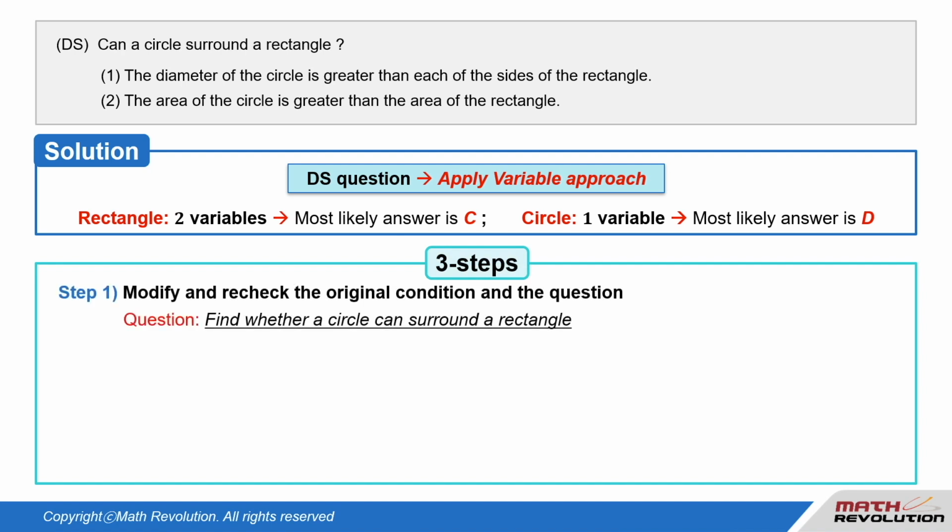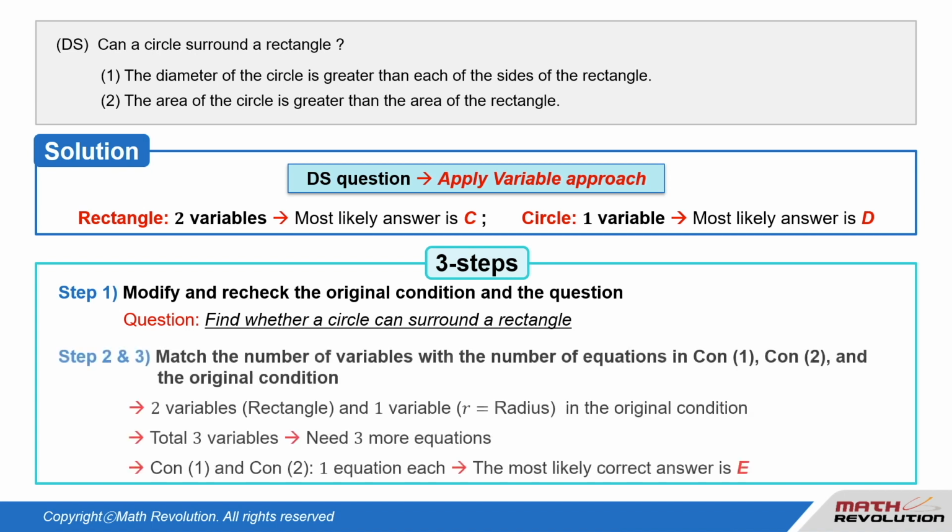Follow the first step of the variable approach by modifying and rechecking the original condition and the question. We have to find whether a circle can surround a rectangle. Follow the second and third steps. Let's modify the original condition and the question.